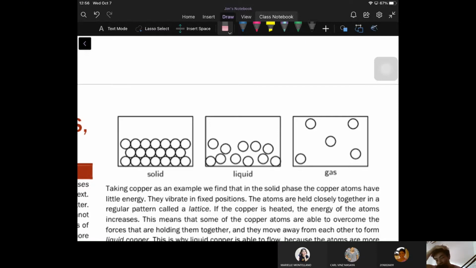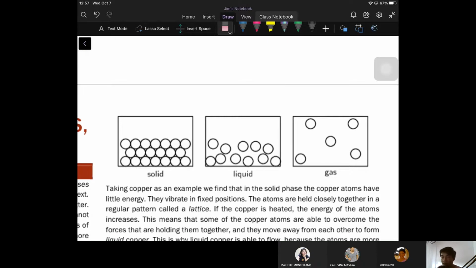O kaya kunwari may electric heater ka, no? So anong ginagawa doon? The energy is supplied to water, no? So nagbibigay ka ng energy sa water mo. And as a result, the water molecules will get more excited. Mas lalo silang gagalaw, no? As a result also nun, mag-iiwa-hiwalay na yung particles. So there will be phase change, no?